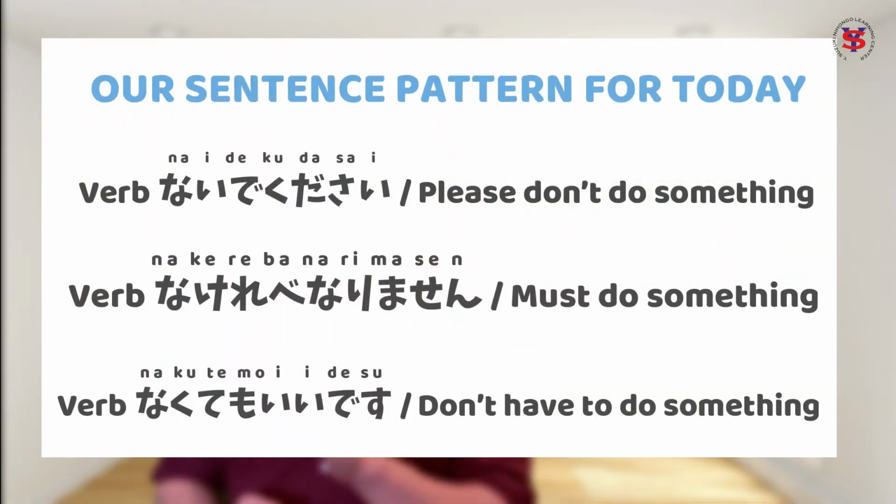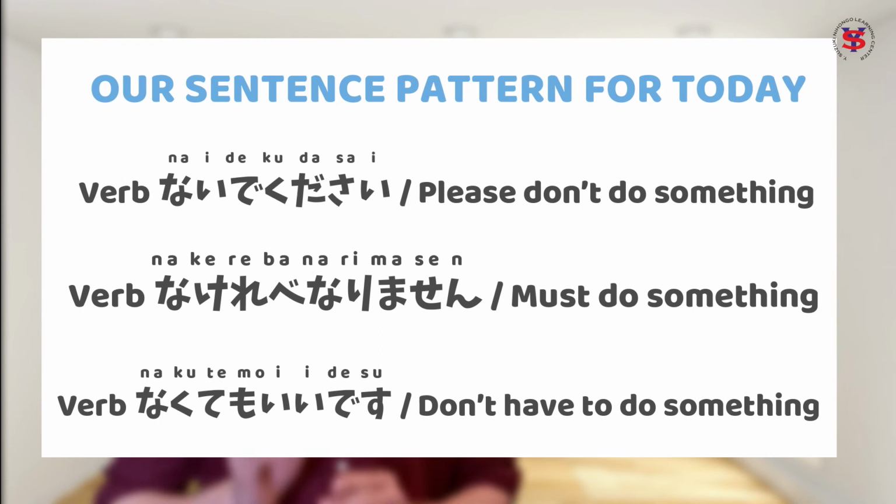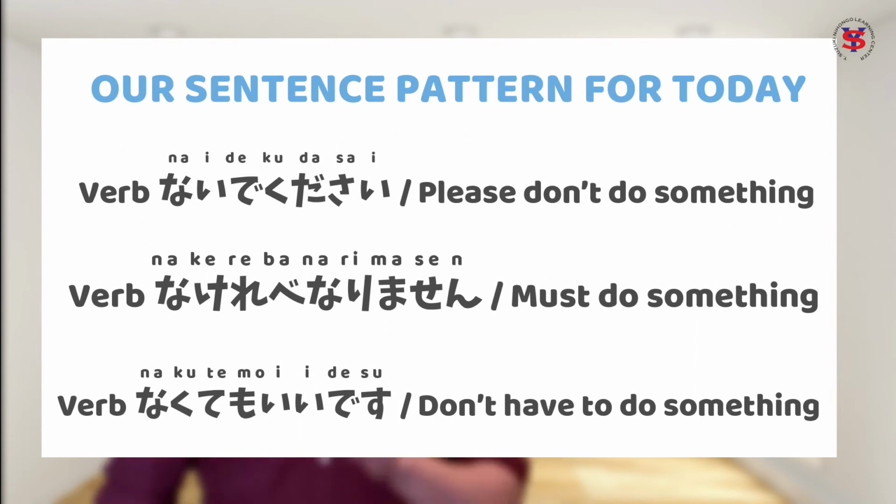Alright, so now it's your turn. Make your own sentences using the patterns that we just learned today. Verb naide kudasai. Don't do something. Verb nakereba narimasen. I must do something. And verb nakutemo ii desu, don't have to do something.